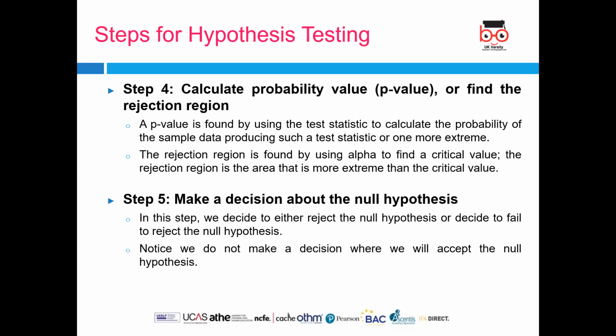And then in step five, you make a decision about the null hypothesis. After obtaining the results, in this step we decide to either reject the null hypothesis or fail to reject the null hypothesis. When you reject the null hypothesis, you accept the alternate hypothesis. If you do not reject the null hypothesis, you do not accept the alternate hypothesis. Here we do not make the decision where we will accept the null hypothesis. That is a key consideration.